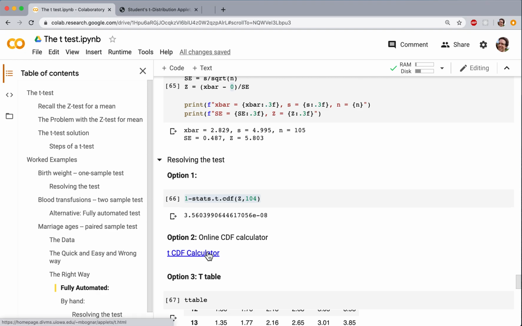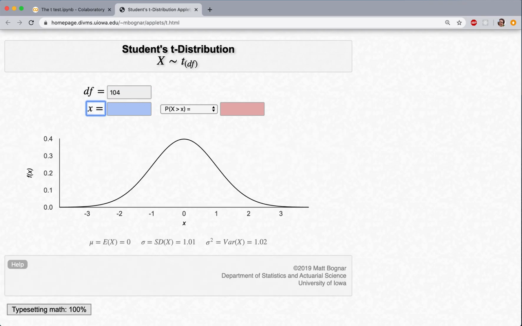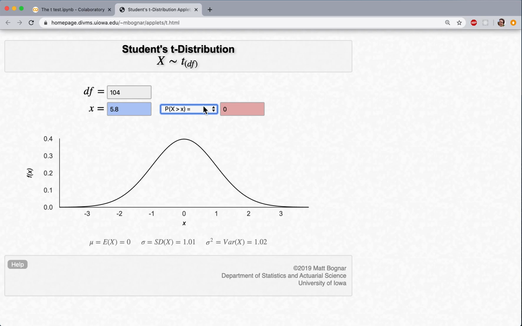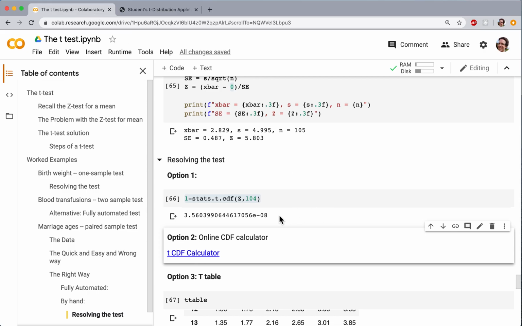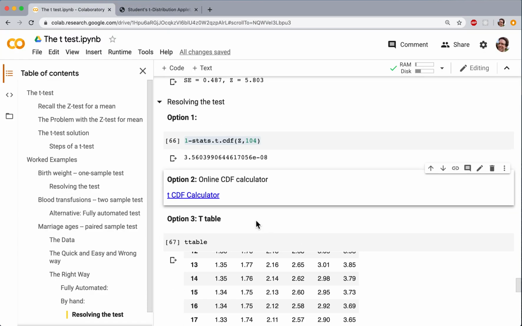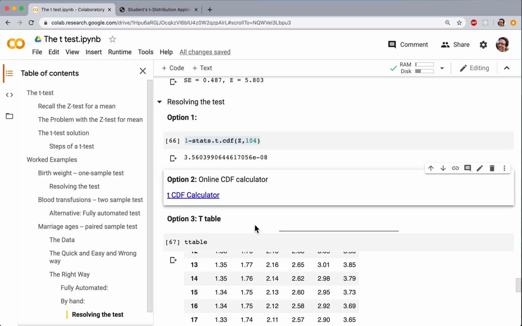We can also use the online CDF calculator. It doesn't work so well in this case because the z-score is, well, the t-score is so very large. I think it was 5.8. Yeah, 5.8. And this thing will just measure 0, which basically means the p-value is so small that this calculator can't measure it. And that's a typical result from a simple applet if you get a very small p-value.